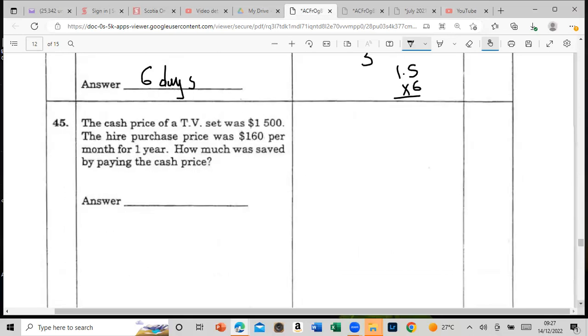The cash price of a TV set was $1,500. The hire purchase price was $160 per month for 1 year. How much was saved by paying the cash price?